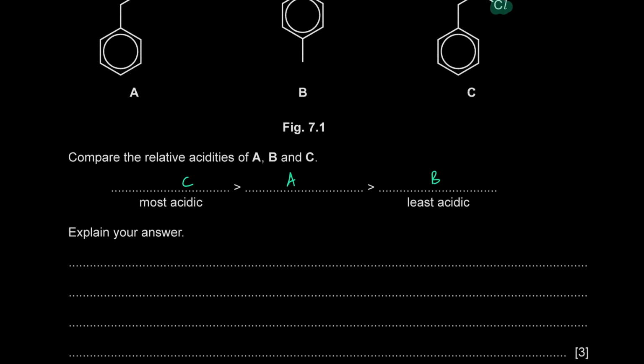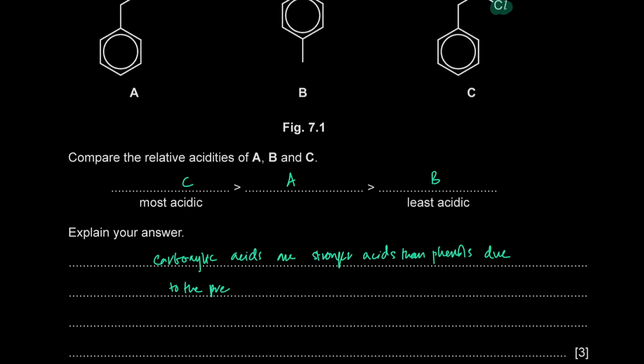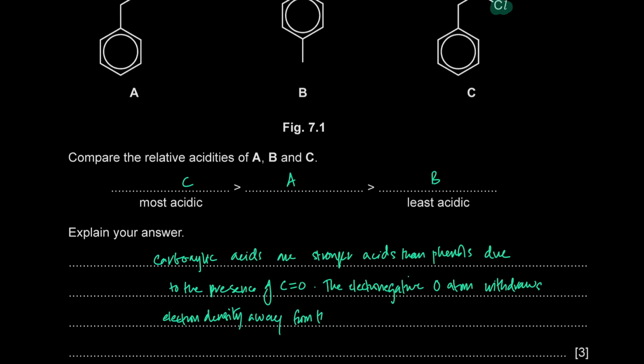So to explain this, the first thing we would say over here is that carboxylic acids are stronger acids than phenols, due to the presence of the C double bond O. The electronegative oxygen atom withdraws electron density away from the OH bond, making it weaker, and therefore it is easier for H plus ions to form.